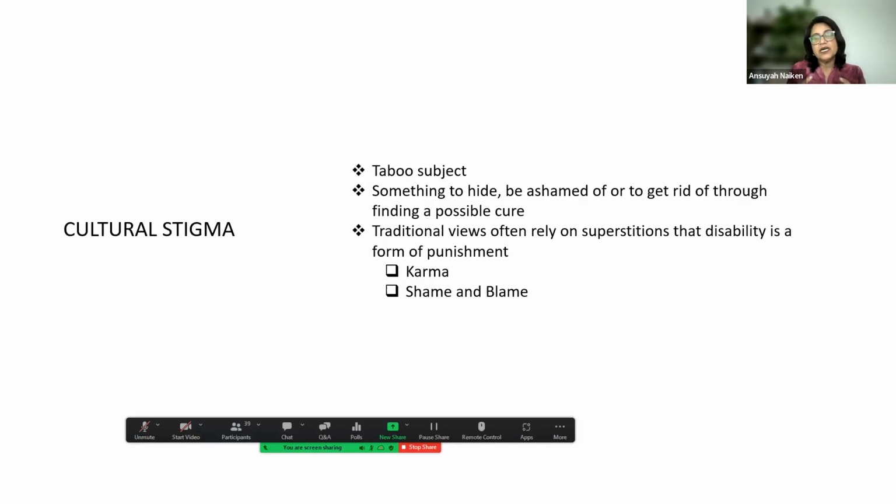So in a lot of Asian cultures, the concept of saving face is really important, and having a member in my family with a disability actually causes me to lose face, and therefore I lose that social capital that I may earn in the community.